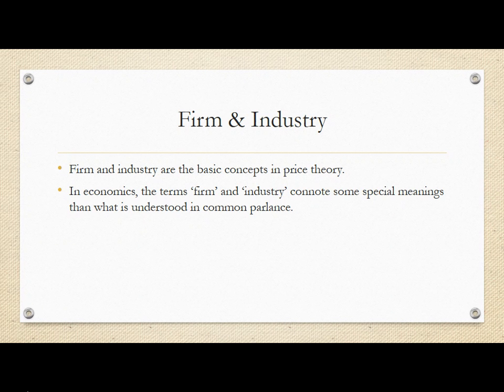A firm refers to a business unit, an enterprise undertaking the production of any commodity, or maybe delivering services. In economic theory, the term firm connotes a particular production unit. It symbolizes a unit of control over a group of factors of production coordinated for the purpose of producing a commodity. A firm may be a small one or a large one.